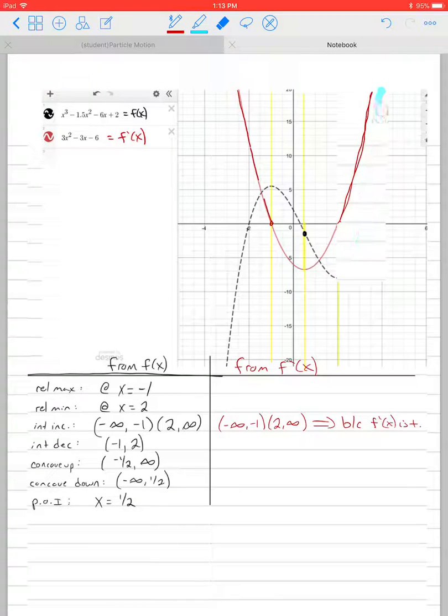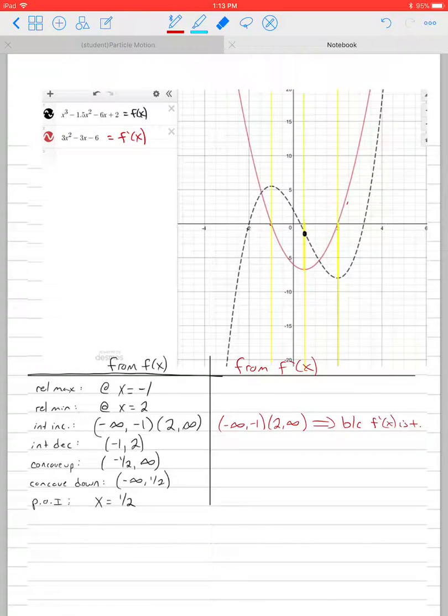Where is it increasing? Okay, the interval of decrease. If I look at my original again, where was this function? The original function was decreasing here. Well, what do I see my derivative doing? The derivative is always below that x-axis.